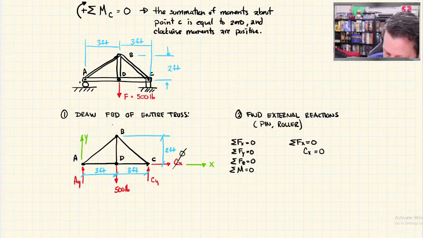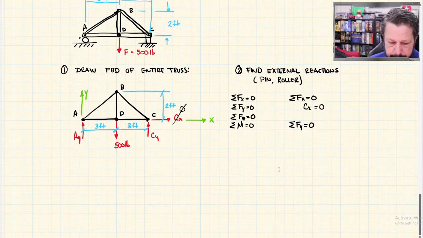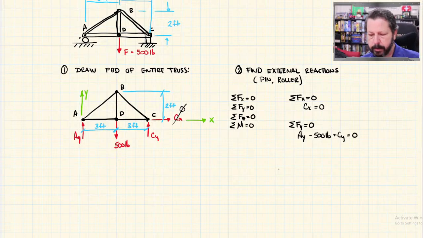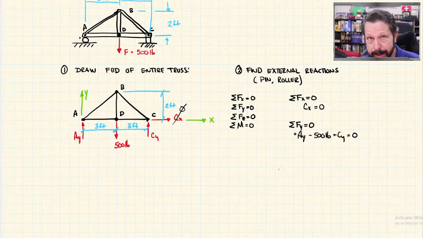Okay, so let's write another equation. Summation of forces in the y direction equals 0. Okay, here I've got AY minus 500 pounds plus CY equals 0. I've added the minus 500 because it's going in the negative y direction. It's going opposite of what I drew as positive y.